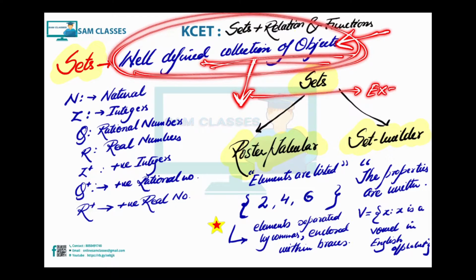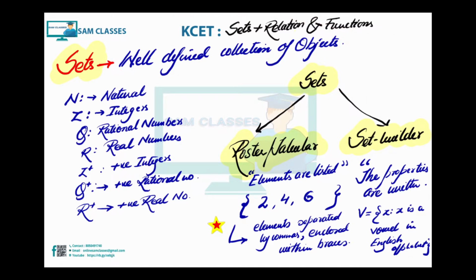Let's take an example. If I ask someone to write the names of 5 best cricketers, then based on each and every person's perspective, the names will change. Somebody will say Sachin, somebody will say Virat, somebody will say Sehwag. So the word best is different for different people. So this is not well-defined data. This example doesn't qualify for sets.